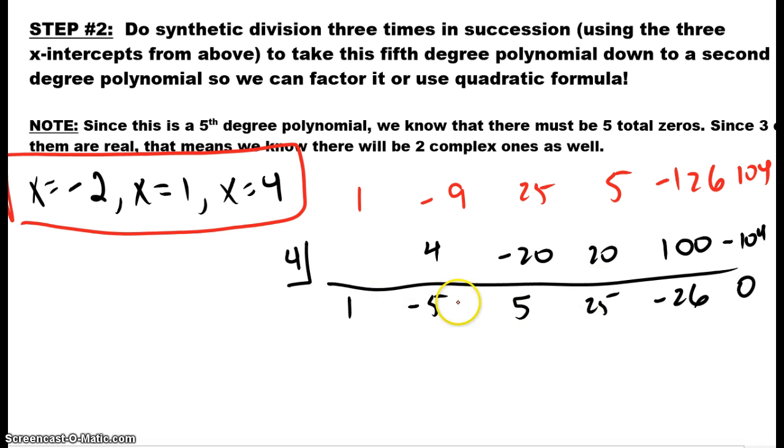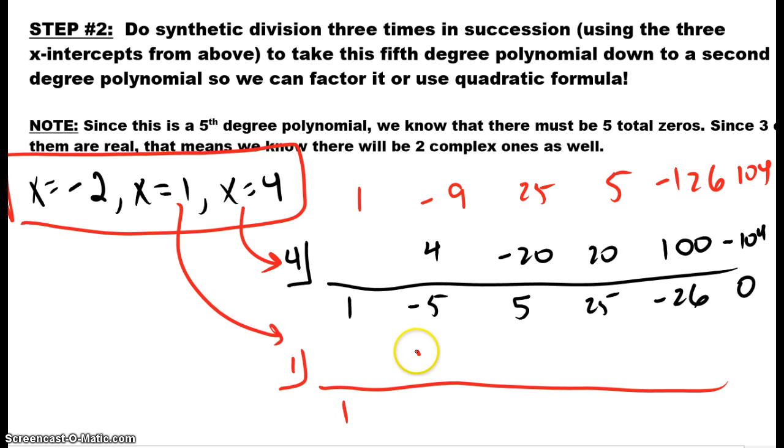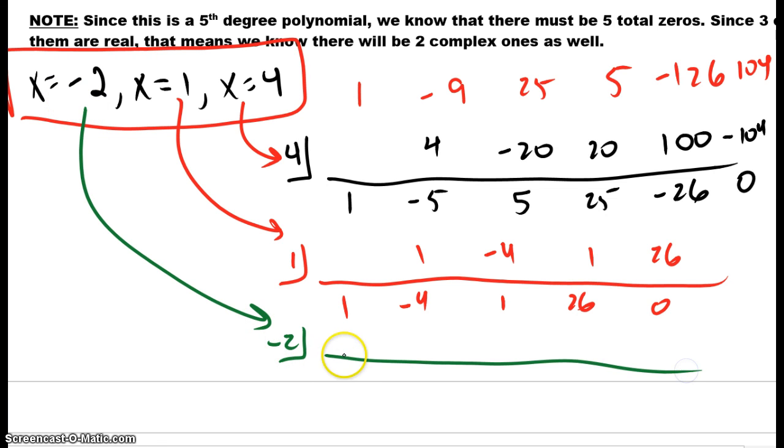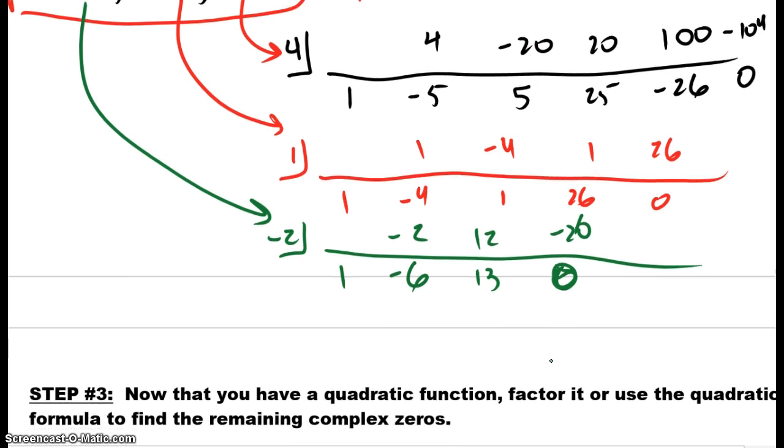Now, I don't have to do anything with my remainder. I've now taken it from a degree 5 to a degree 4, and I can go ahead and use this. Now let's do synthetic division again using +1. So I go through my process of synthetic division, and I'm looking for a remainder of 0, and I get it. Now I've got one more real root to use. So I do my synthetic division. Again, looking for a remainder of 0, and I get it. And that tells me that I now have a quadratic.